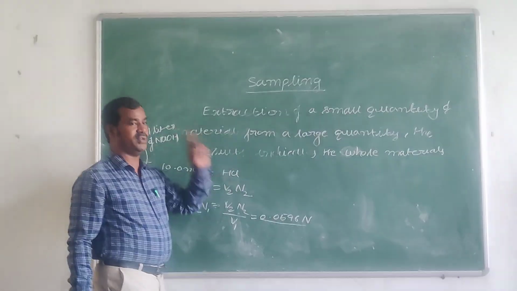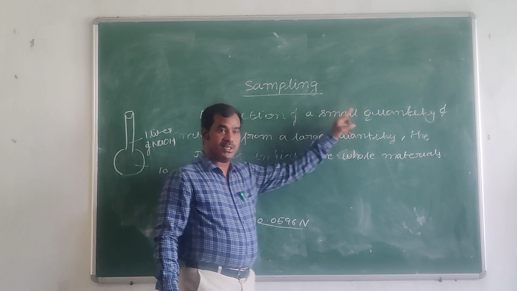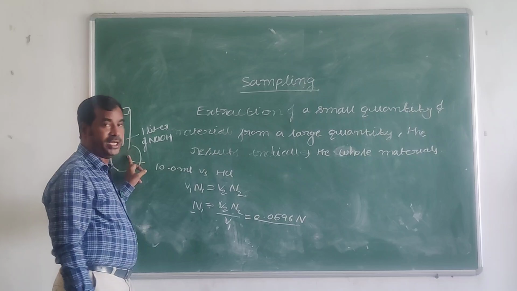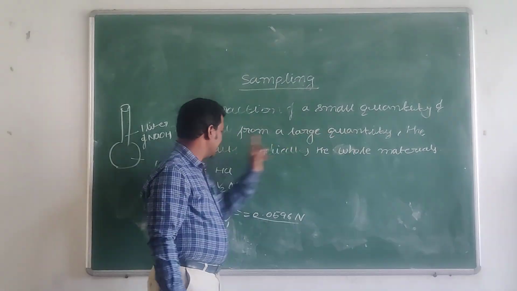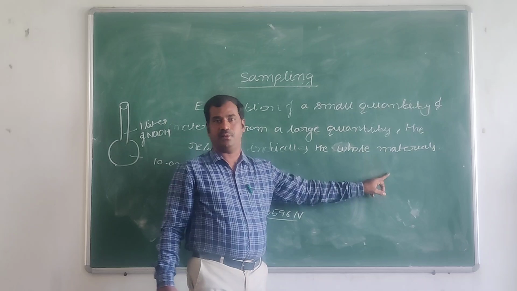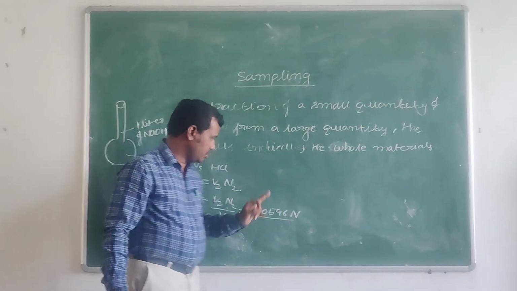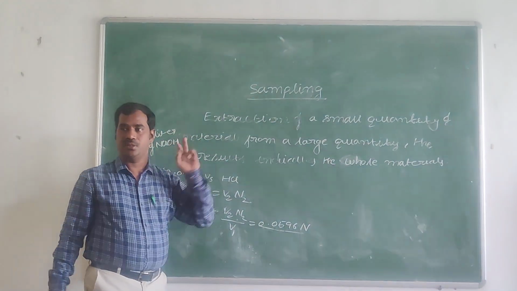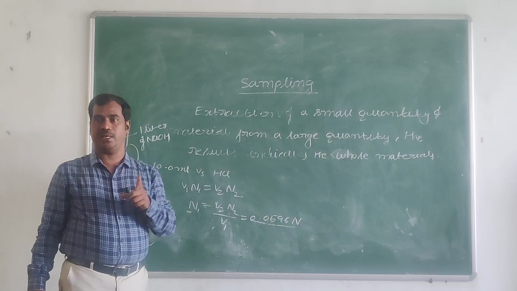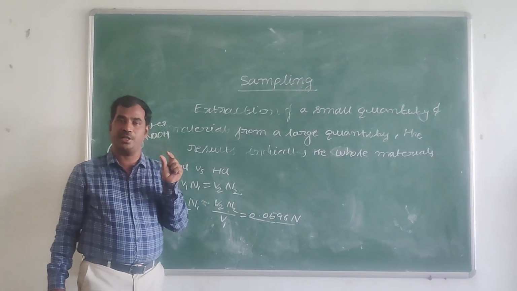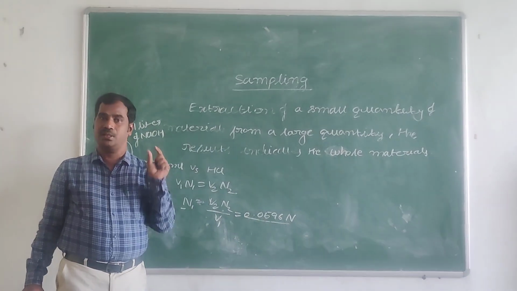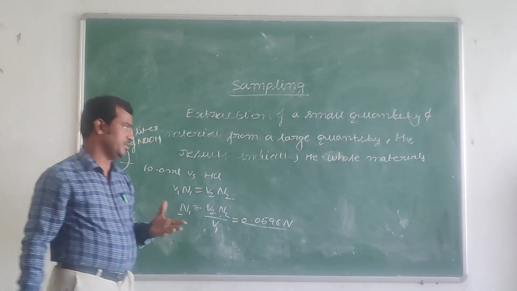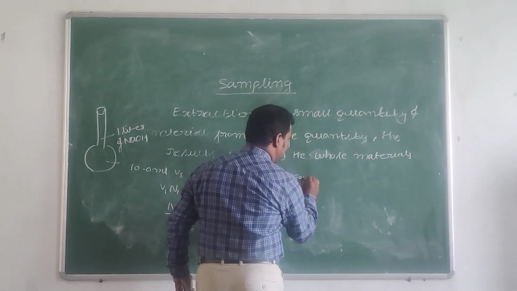So as per the definition, extraction of a small quantity of material from a large quantity: we take 10 ml from 1 liter and the results indicate the whole material. So this 0.0596 indicates our 1 liter of the solution, that is sampling. Clear? Extraction of a small quantity of material from a large quantity, the results indicate the whole material, which is nothing but sampling.